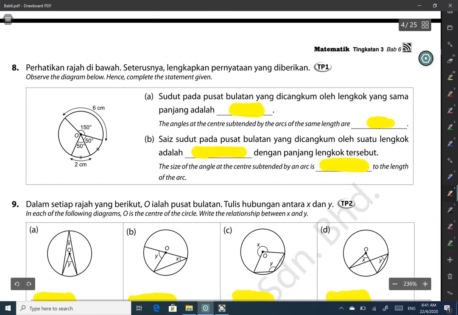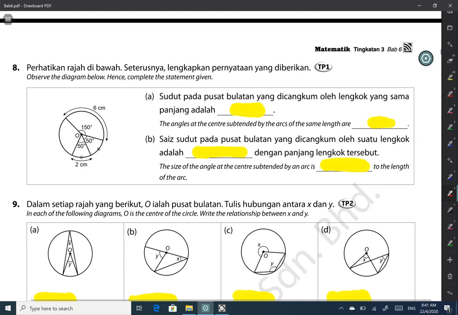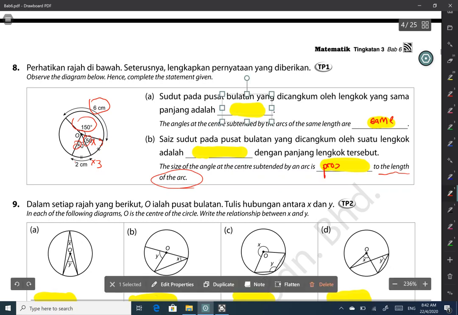So, the angle at the center subtended by arcs of the same length: for arcs with the same length, the angle will be the same. The size of the angle at the center subtended by an arc is proportional to the length of the arc. You see, this one is 2 cm, so we get 50 degrees. When I times 3 it becomes 6, so 50 times 3 becomes 150. So we see this is proportional. 我们说这个叫做成比例, okay, proportional.